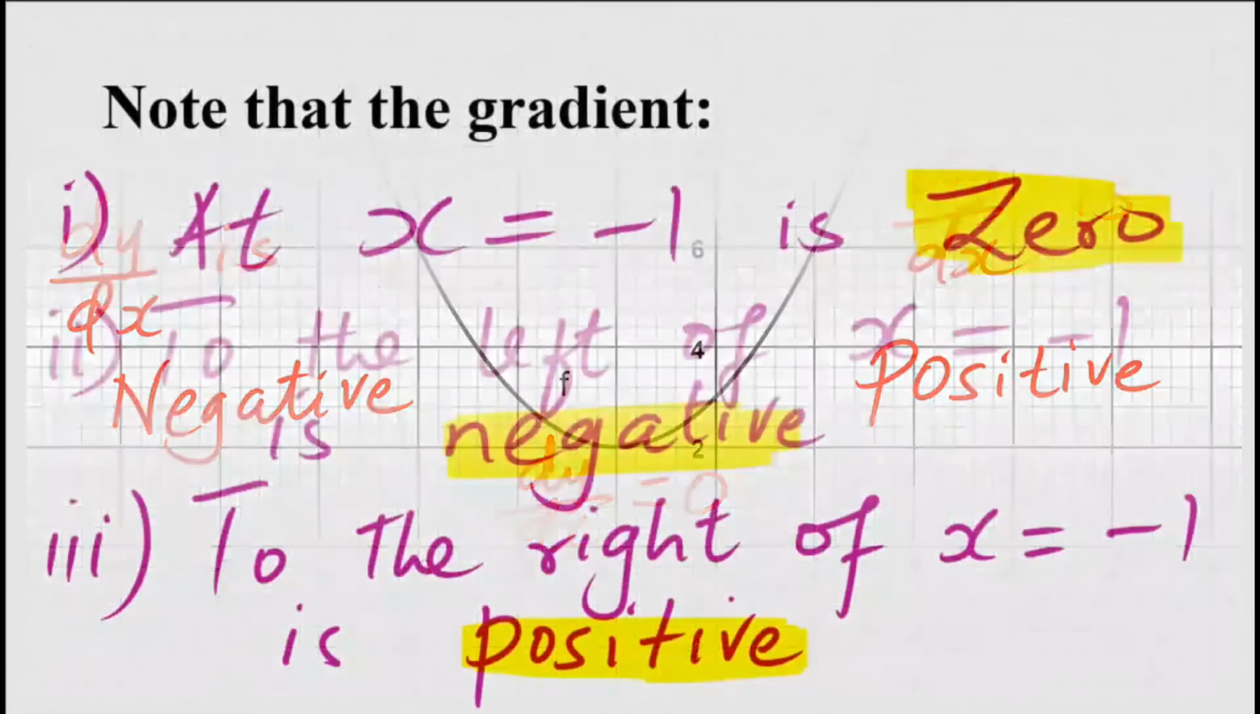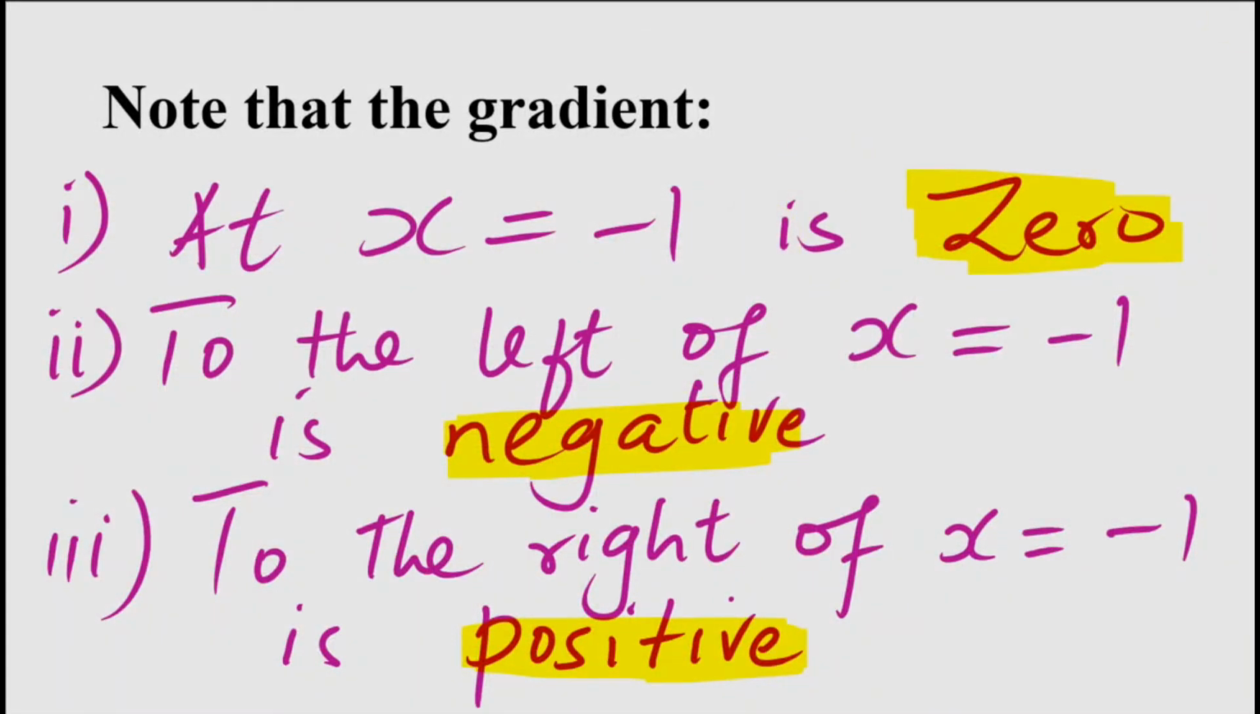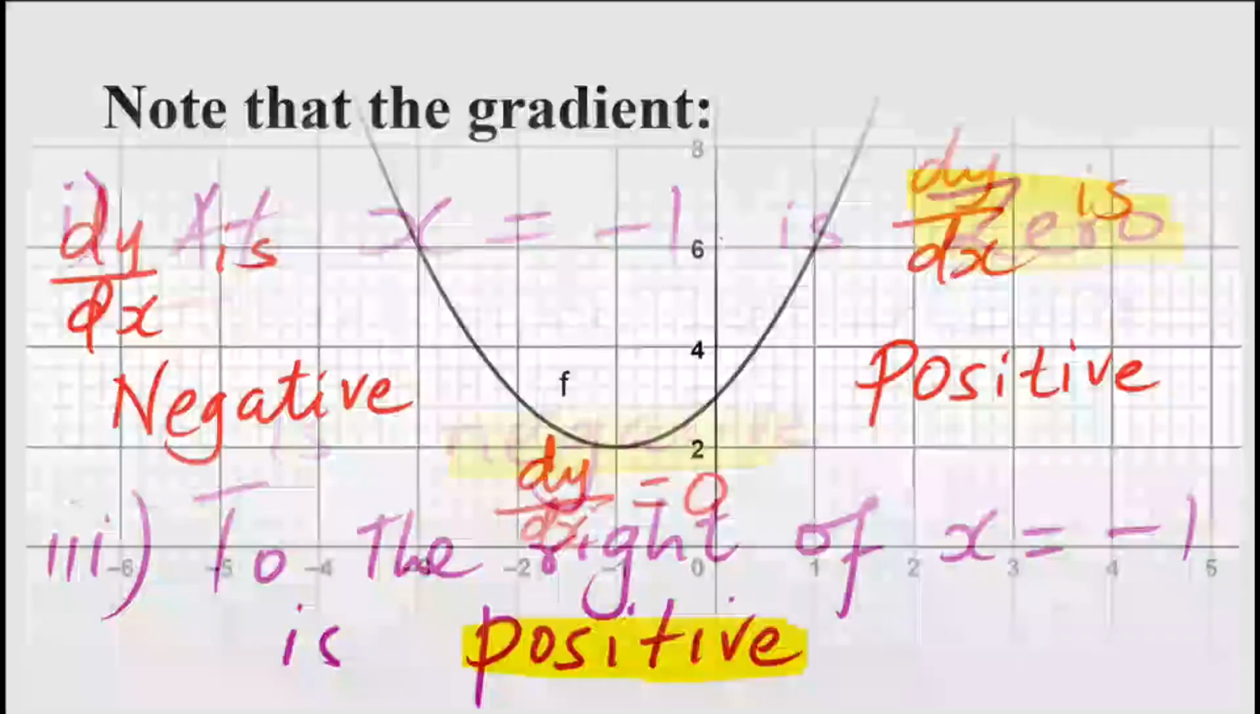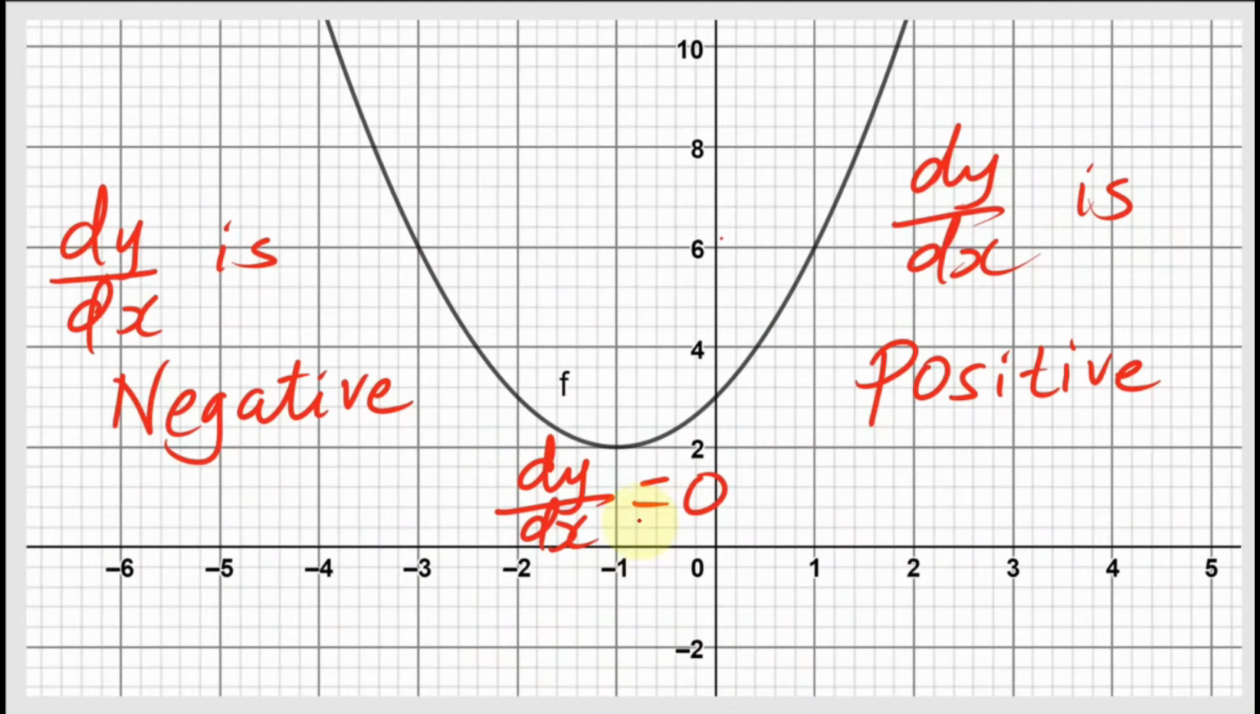The next thing is just the same as we have noted in the previous slide, that at x equals -1, the gradient is 0. To the left of x equals -1, it is negative. Then to the right of x equals -1, it is positive. You can just go back and see that. So you can see at this point, x equals -1, the gradient is 0. To the right, the gradient is positive. Then to the left, the gradient is negative.